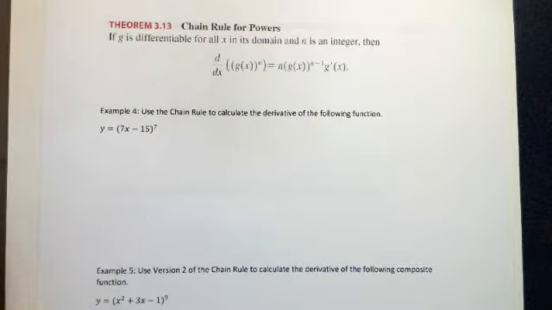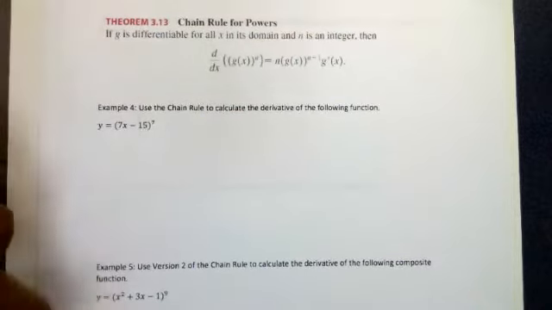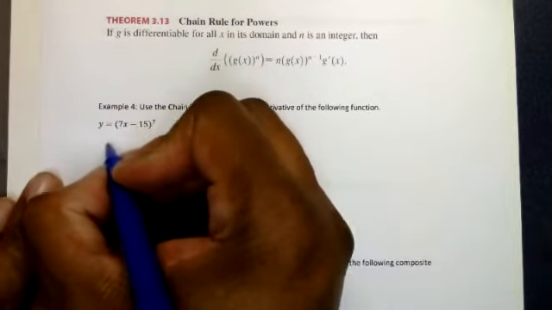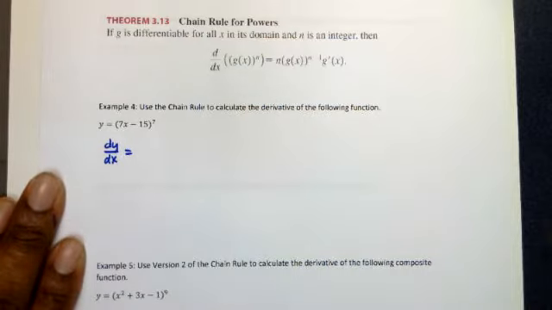So let's say we had this example. Let's say we want to use that theorem to complete this example here. And that's pretty much similar to version 2 of the chain rule that I just introduced to you. So here in example 4, we want to use the chain rule to calculate the derivative of the following function. y is equal to the quantity 7x minus 15 raised to the 7th. So here I'm going to find out what dy dx is going to be, or you can use y prime as the notation for the derivative.